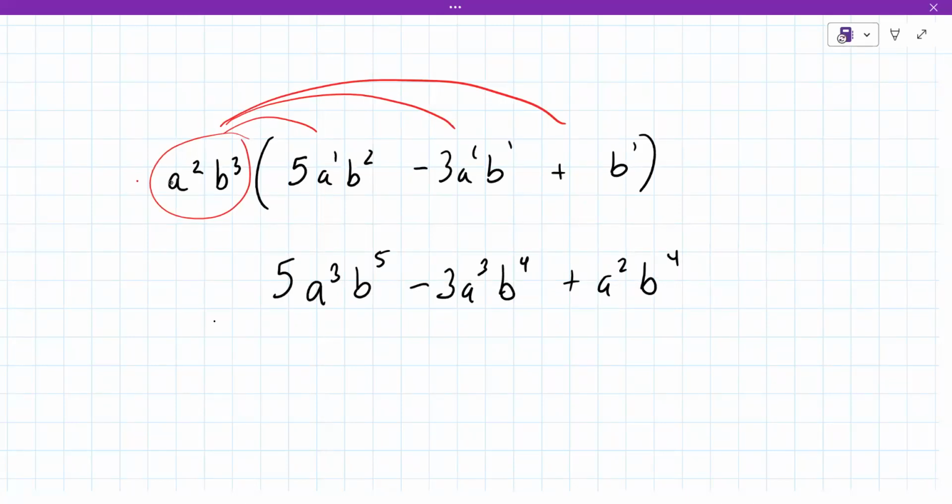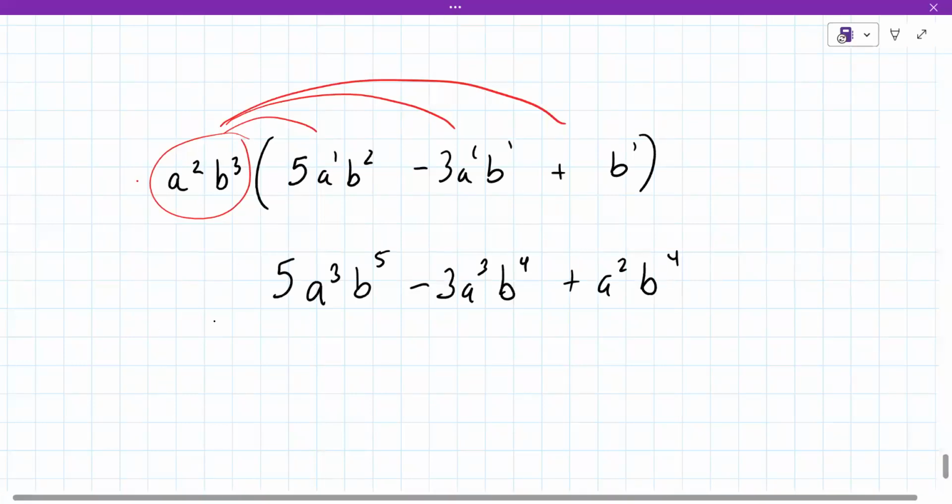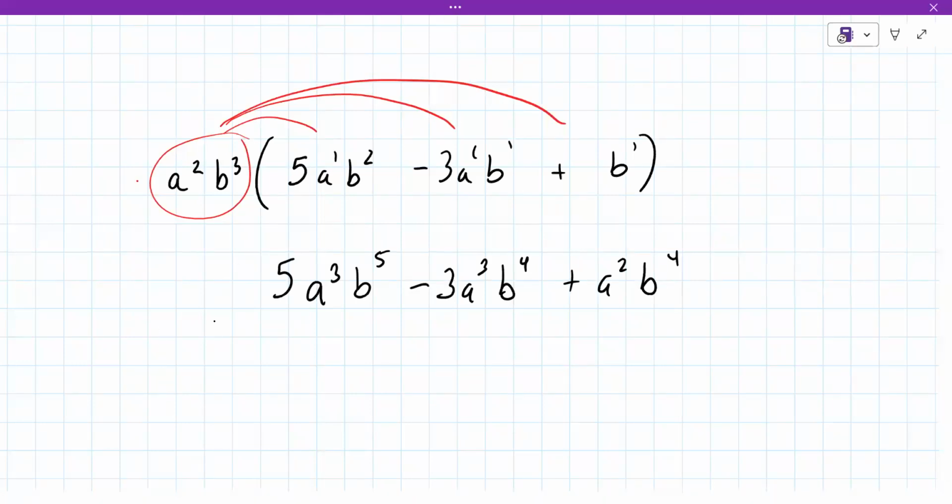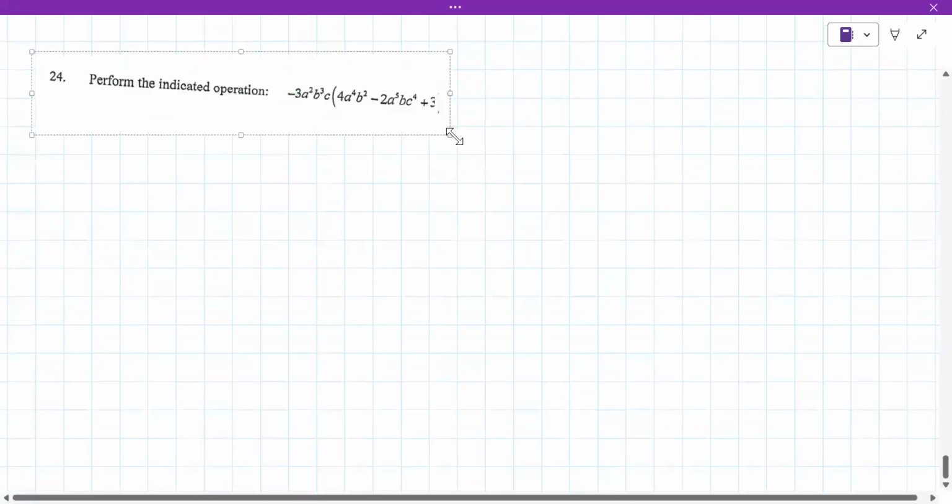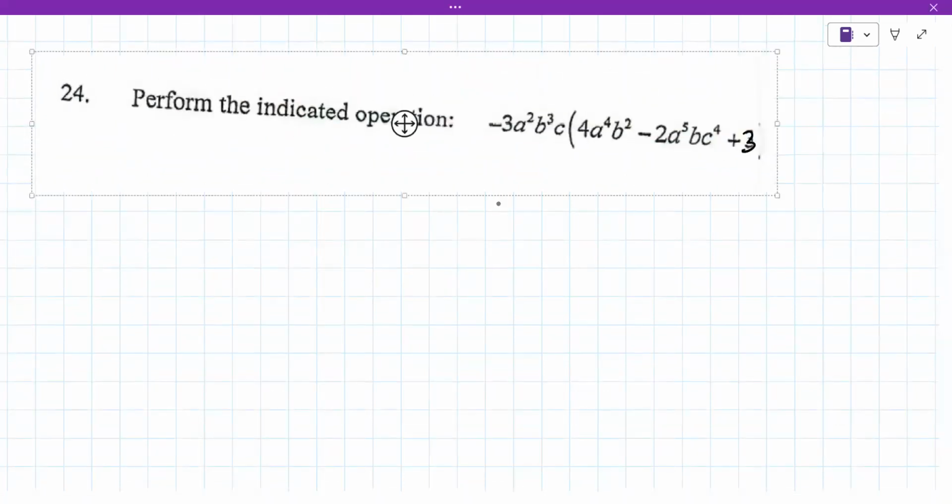Any questions on that before I give you one to try? No. Okay, you got to do it just one at a time. That's the only way to do it. This one's just got a little bit more involved. It's the same idea though. Okay. That's a 3 there at the end.